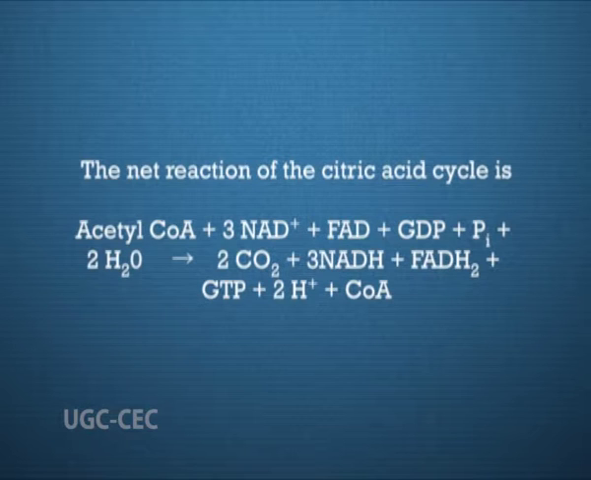In addition, 1 ATP or GTP is formed by substrate level phosphorylation, which is catalyzed by succinate thiokinase. So the net reaction of the citric acid cycle is acetyl-CoA plus 3 NAD+ plus FAD plus GDP plus inorganic phosphate plus 2 molecules of water gives 2 molecules of carbon dioxide plus 3 NADH plus FADH2 plus 1 GTP plus 2 protons and 1 CoA.